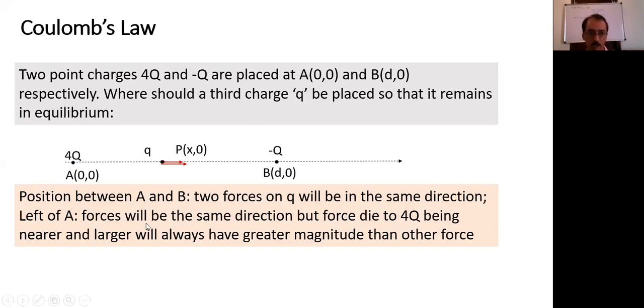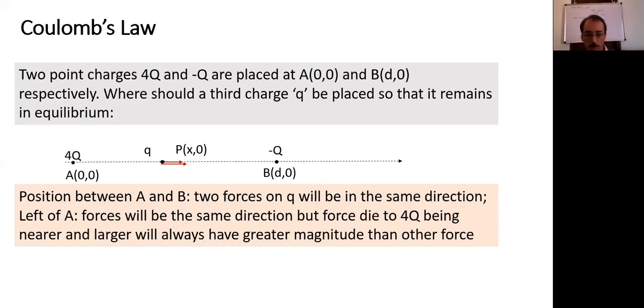What will happen if I keep it on this side? Yes, you understood the statement. If I keep it left of A, sorry, I made an error here. Correct this statement here. Force will be in the opposite direction, but the force due to 4q, being nearer and larger, will always have greater magnitude than the other force. One will always be greater, because the magnitude is greater and the distance is smaller. Hence, we have to keep the charge q at a point nearer to the smaller charge. It has to be on the right of B only. It cannot be left of A.